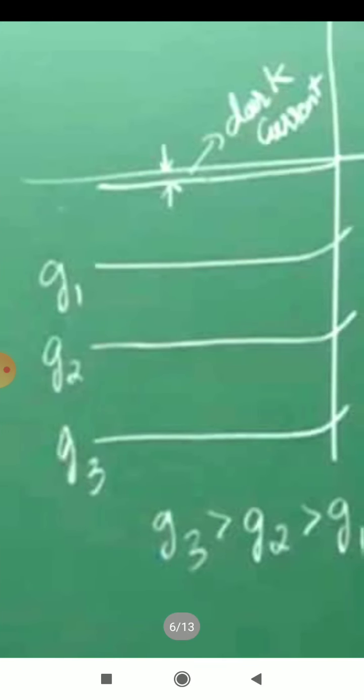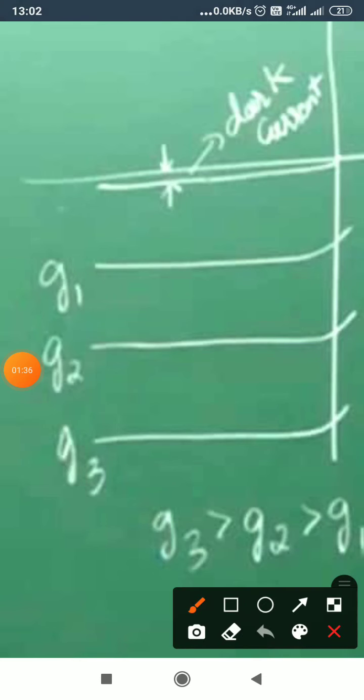So here, this current, when we are not incident with any light on a particular p and n junction, that current which is flowing over here, we call it a dark current. Why is it a dark current? Because we are not shining any light on the p and n junction. So this current we call a dark current.